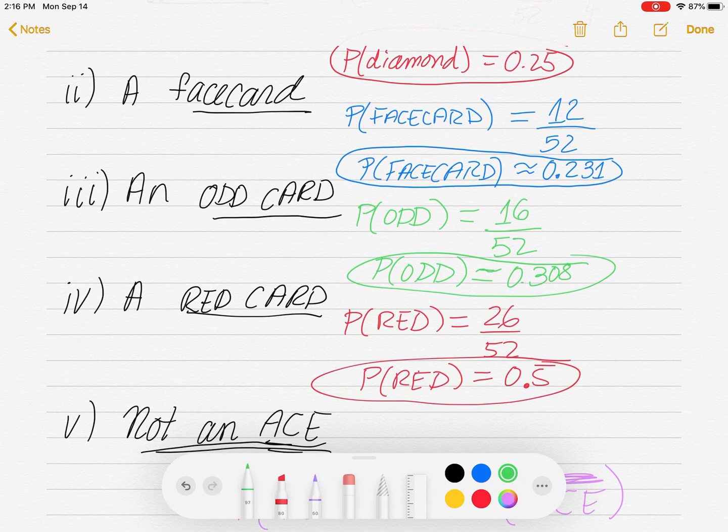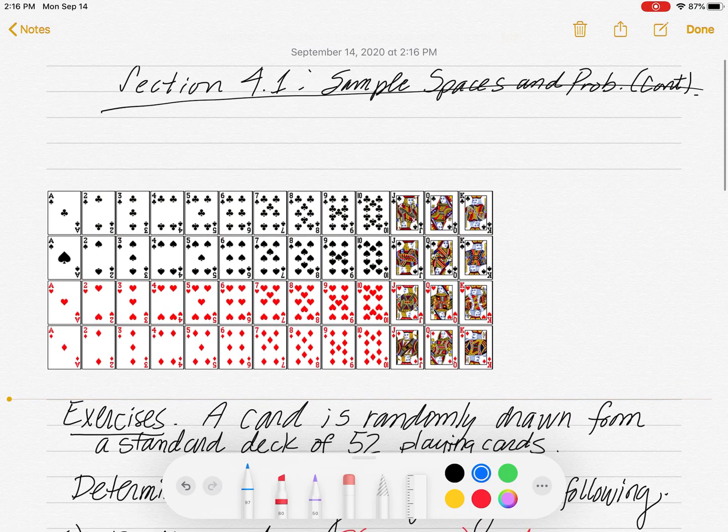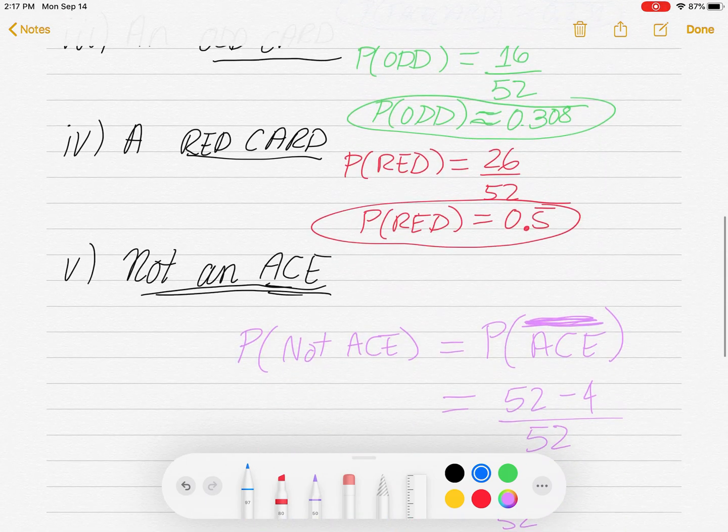I should probably be using the squiggly marks here to say approximately. Right, this is not actually equal, it's approximately. All right, so that's a beginning on probabilities with cards.